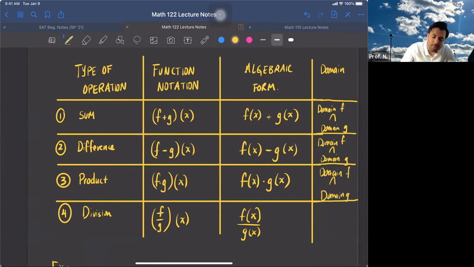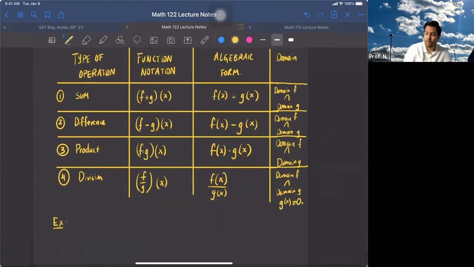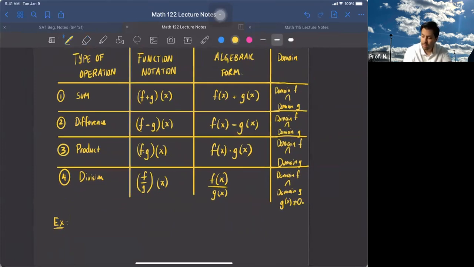But the division symbol is a little bit more special, because we want the domain of f and the domain of g, but we have to be mindful that g of x cannot be 0. We can't have the denominator equal to 0. So we have to be mindful of those x values as well in our domain. We'll see that with examples. I hope we can clarify that with some examples.